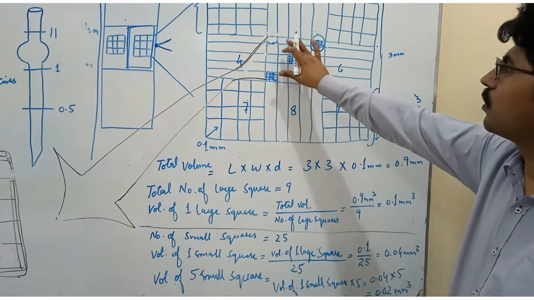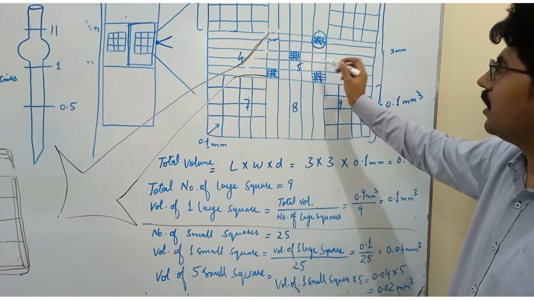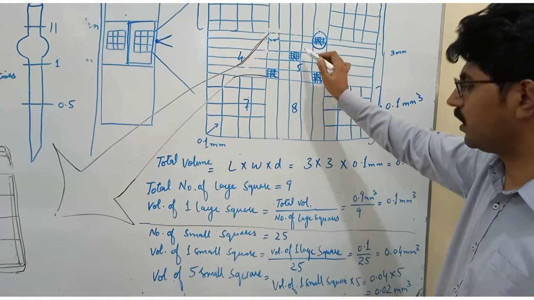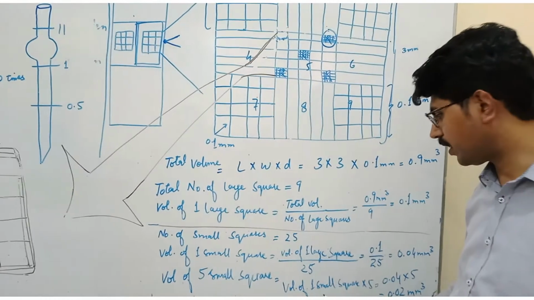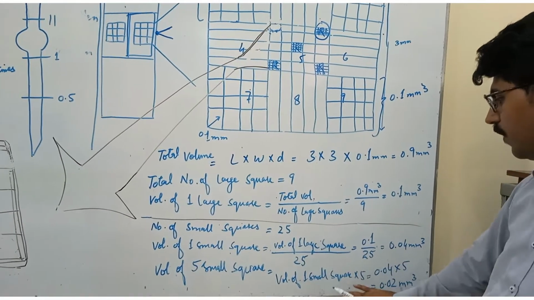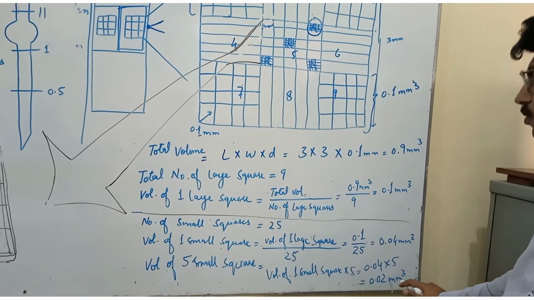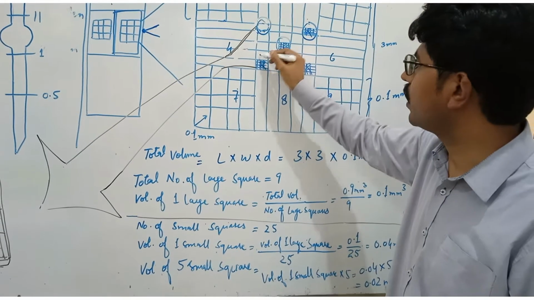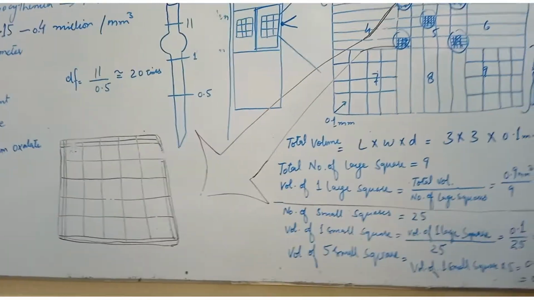We have to count platelets like we did RBCs in these 5 squares, that are 4 corner and 1 central. So the volume of the 5 small squares is equal to the volume of one small square multiplied by 5, that comes to 0.02 millimeter cube. So the volume of these 5 small squares is a total of 0.02 millimeter cube.